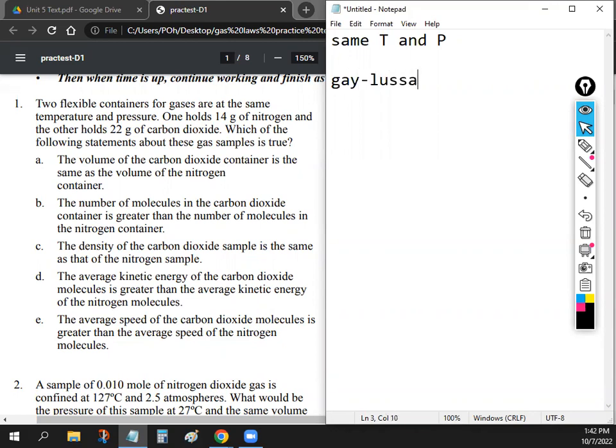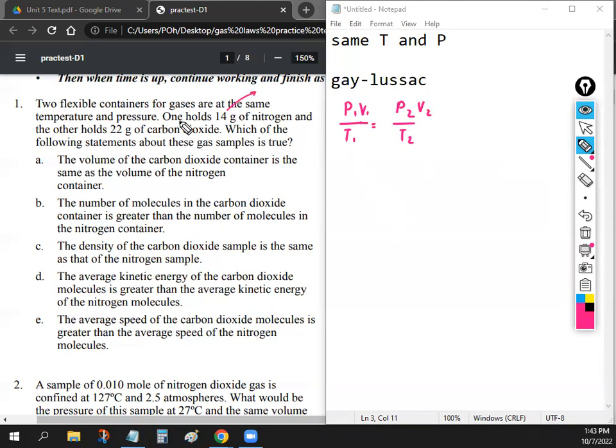It was the Gay-Lussac law, yeah. Charles is volume and temperature, but that's the one that's very close. So it's going to be P1 over T1 equals P2 over T2. Now, if you guys remember, gases expand to fill their container, right? So if you have the same pressure and the same temperature, and we can also use the combined gas law for this, you can see that we can figure out what the volume is.